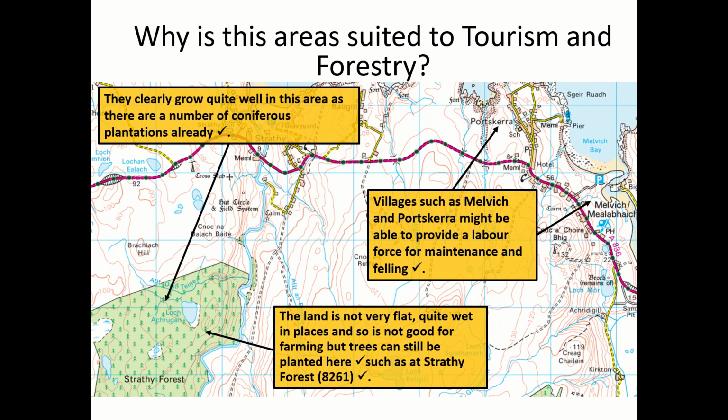I mentioned this already. Because there is already a forest in this area, you can say they clearly grow well in this area as there's a number of coniferous plantations already. That's a useful trick to be able to pull. Just bear in mind, though, that you are looking for large areas of forest when you're making that argument. You're not looking for tiny little areas of forest land.